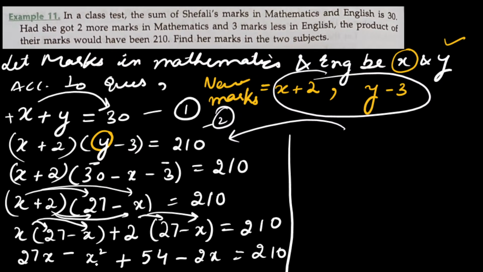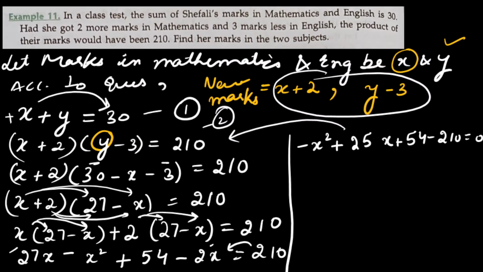Now here, like terms. So like terms I have 27 and 2x. So 27 minus 2 minus x square as it is, I'll write first term, I have to write x square, then minus 27 minus 2 is 25, plus 25x. Now this 210 also let's shift to this side. So plus 54 I have already, and minus 210 is equals to 0.